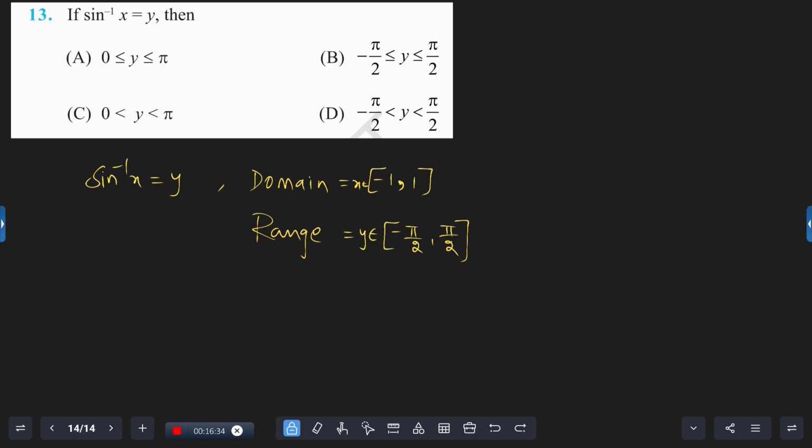See the option, whether they are talking about x or y. See here, they are talking about y. So we have to take the range. Closed interval, what does it mean? Minus pi by 2 less than or equal to y less than or equal to plus pi by 2. Equal will come. Okay? Closed interval means equal will come. What is the option we have here? B option will be satisfying. Understand? Okay. The last MCQ in this exercise.